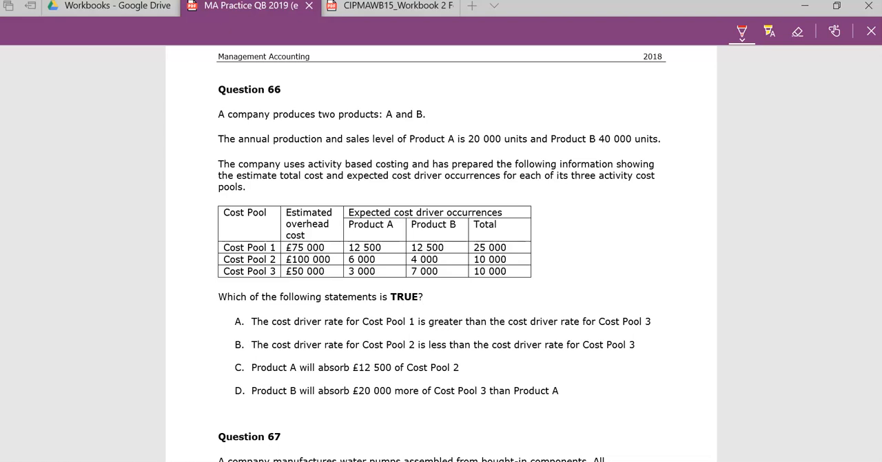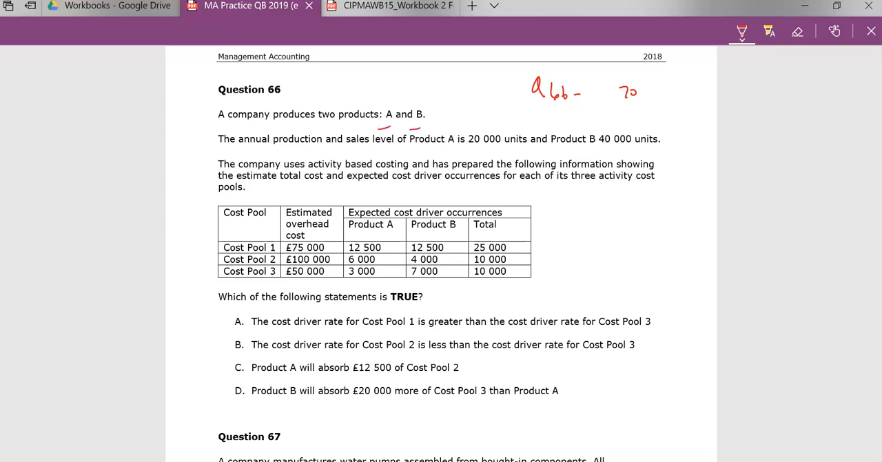Okay, great. So I think we can get through question 66 all the way to whatever, I think 70 or maybe 69, this batch of questions. And we're in absorption costing land right now. So what do we have here?